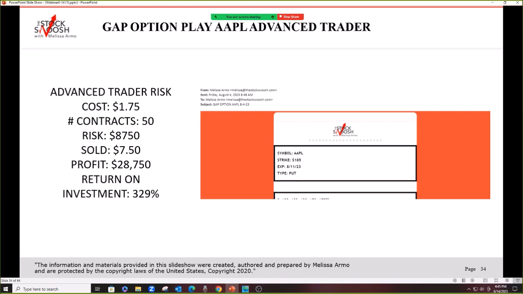Now, here it is. My assistant put this in here. Friday, August 4th, I called it in the morning, 8:48 in the morning. It was way before the open. Boom, the 185 strikes for the 11th. There you go. So it was $1.75. It was priced well, and you had all morning really to get into it. And so then it dropped. It was a huge trade.